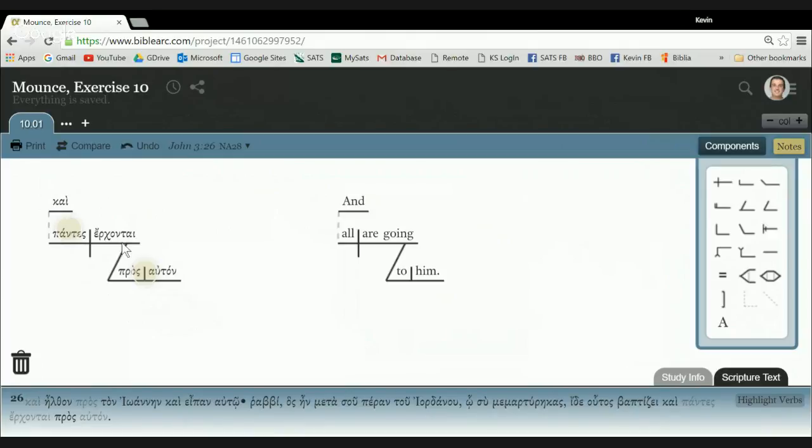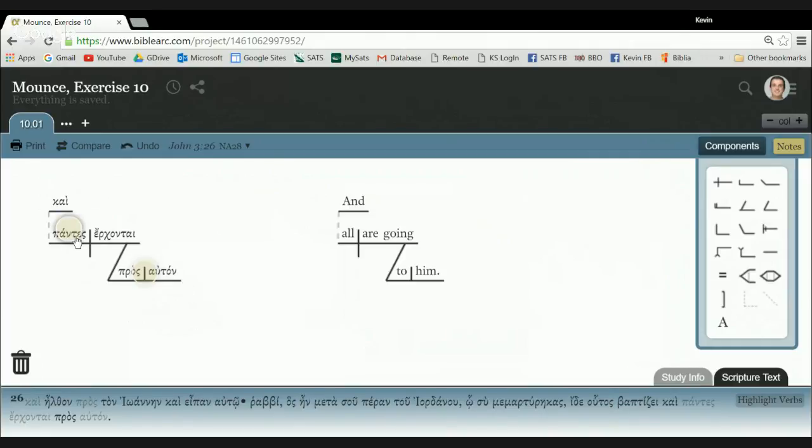So all, erchontai is our verb, it means they are going, all are going. Prepositional phrases will be diagrammed using the slanting line away from the word they modify. In terms of grammar, prepositional phrases almost invariably modify verbs, so we'll diagram it here as modifying the verb in our main clause. They were going. This one tells us where they were going. Answer: pros auton, to or toward him. Very simple example to start with. So all, the adjective functioning as a noun, erchontai, are going, pros auton, to him.